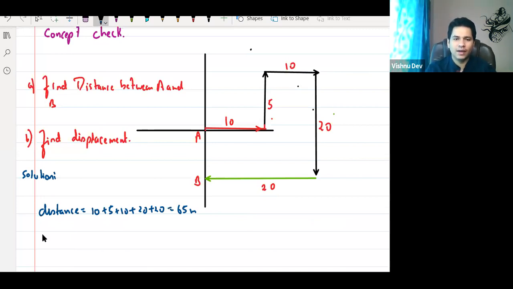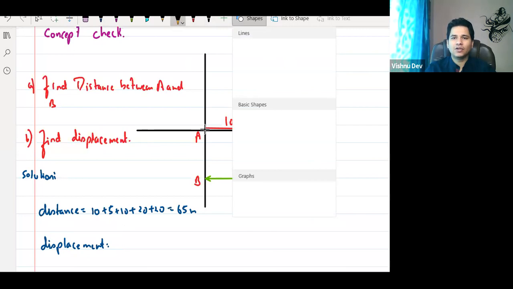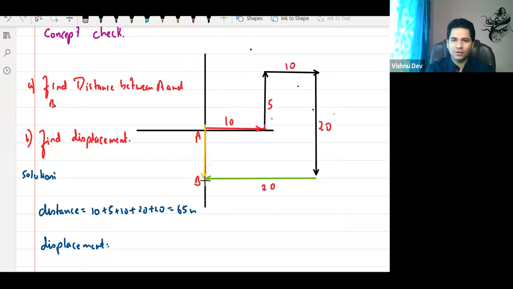Okay. But when you talk about displacement, displacement is the shortest path between A and B. So the shortest path is this only, right? Yes or no? This blue line will be the shortest one. Yes or no? Raise your hand. This blue line will be the shortest, right? Think about it.